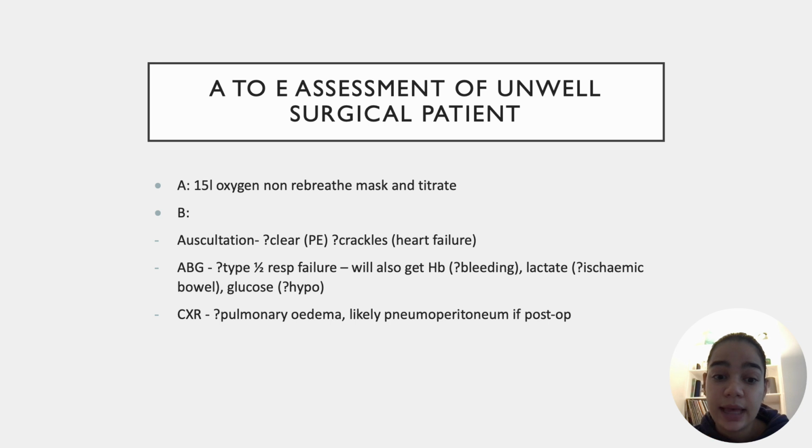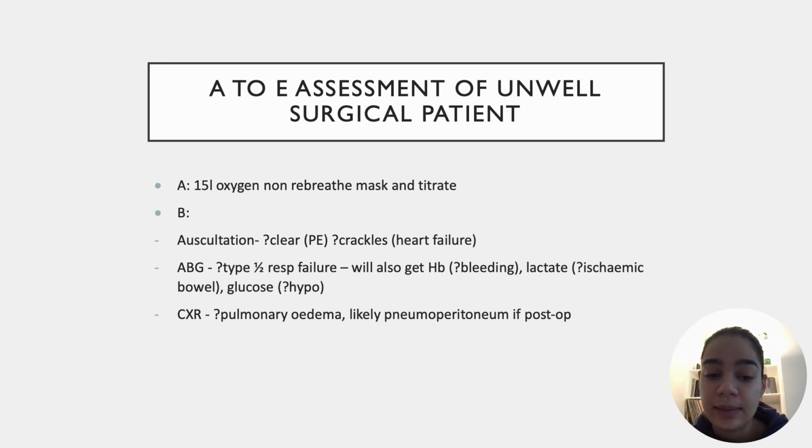So with A, you want to look, listen and feel at their airway, see if you can speak to them and see if they're talking to you. If so, their airway is patent. You want to give them a 15-litre non-rebreathe mask because they're critically unwell and their saturations are low. You want to auscultate their chest. Is it clear? If so, you should be considering a PE more so than a pneumonia or a heart failure. Are there crackles? And this could be an exacerbation of heart failure.